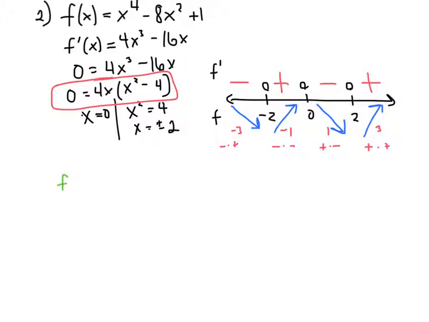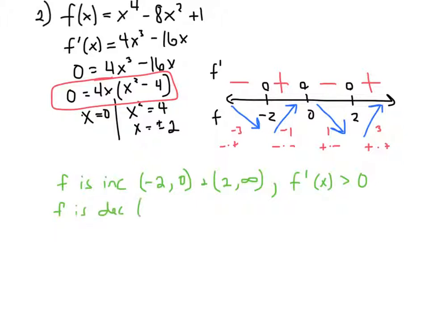So we can say f is increasing when? Well, it's increasing from negative 2 to 0, and it's increasing from 2 to infinity. And why is it increasing there? Because f prime of x is greater than 0, is positive. f is decreasing, and where is it decreasing? From negative infinity up until negative 2. You can use the union symbol if we want, union with, or in conjunction with. It's also decreasing from 0 to 2. And why? Because f prime of x is less than 0.